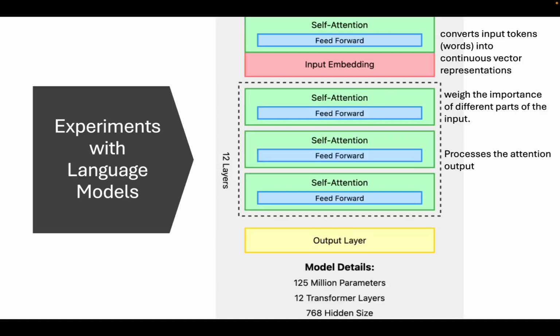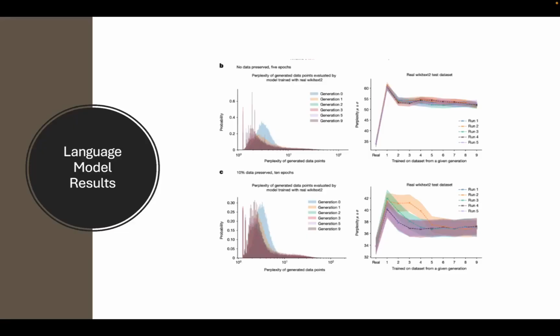And the WikiText language modeling dataset is a collection of over 100 million tokens extracted from the set of verified good and featured articles on Wikipedia. And this slide helps to show how the model was put together. The experiment showed that models trained on generated data could learn some aspects of the original task, but with increasing errors.